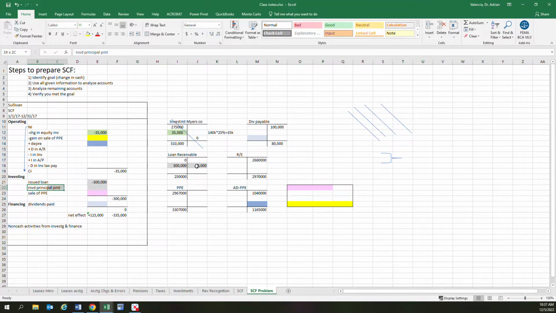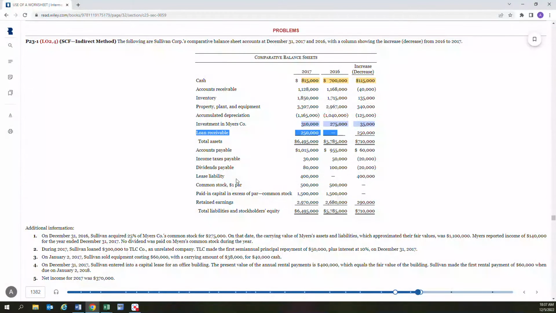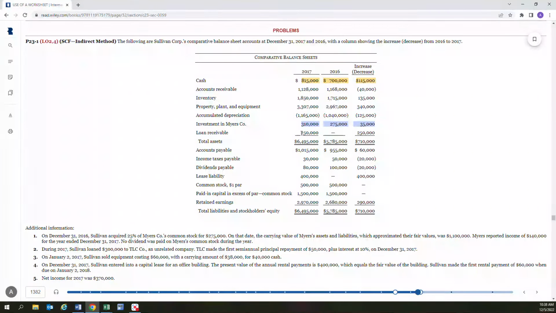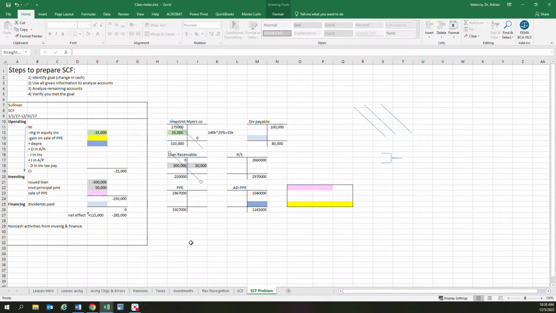Received principal payment for $50,000. Okay, and if you go from 0 plus 300 minus 50, that gives you 250. So that fully explains that loan receivable account. And on the actual information, we can highlight that one in blue as well, like we did before, because that will indicate to us that we no longer have to deal with this transaction. Now again, I'll repeat what I said with respect to the interest. The interest would have been 10% of the $300,000 loan, right?